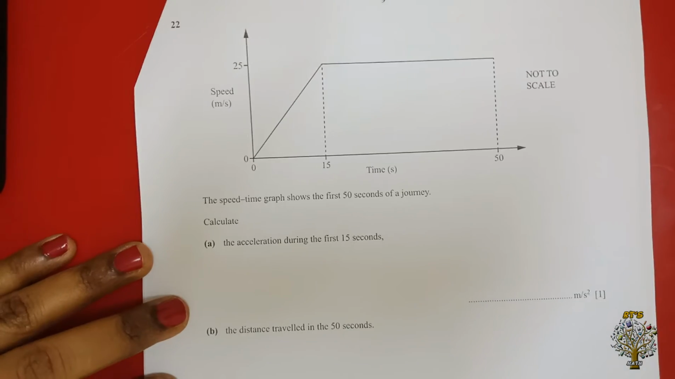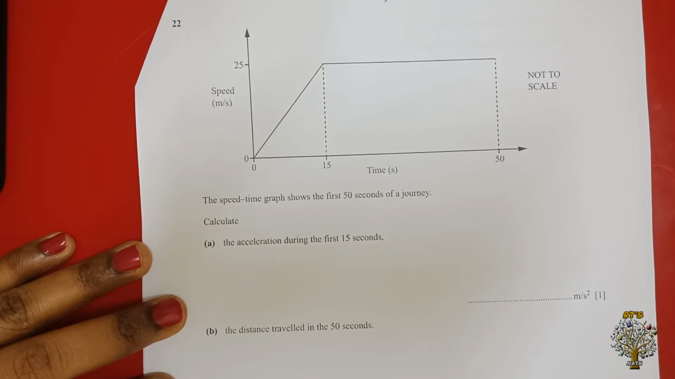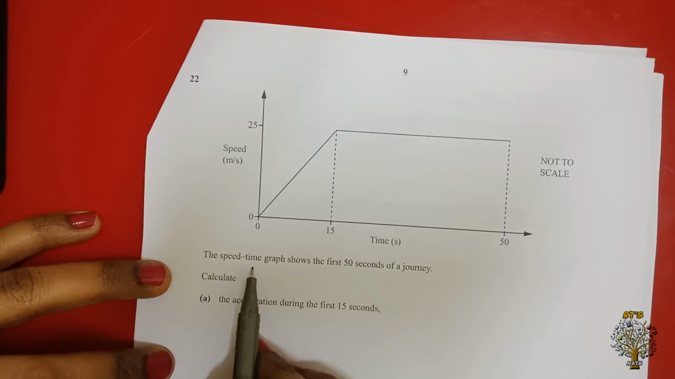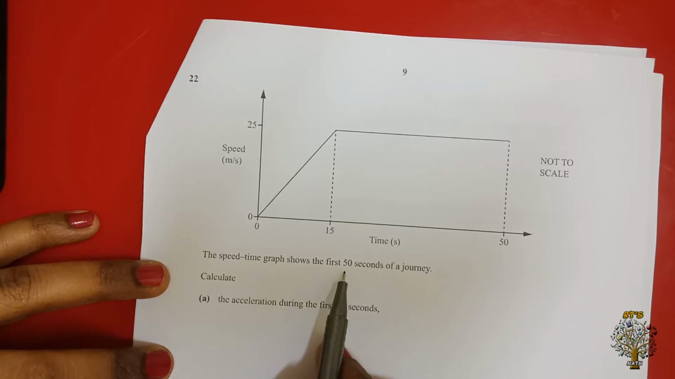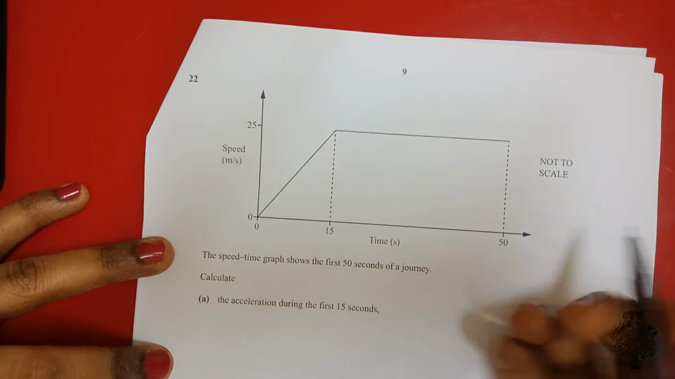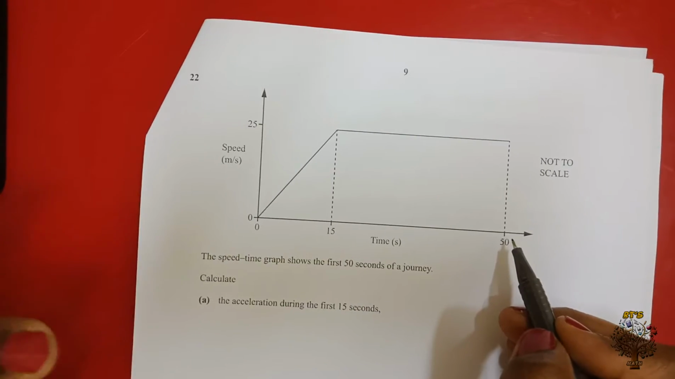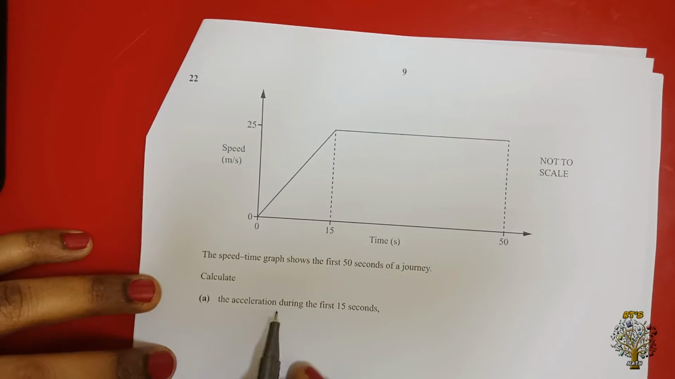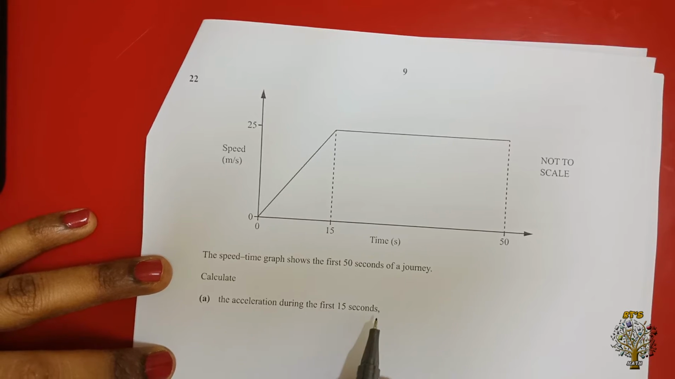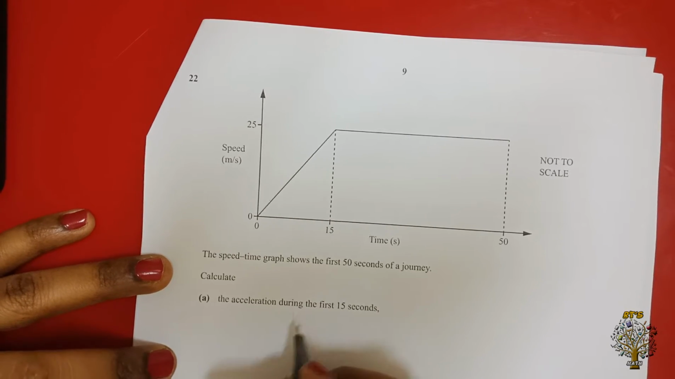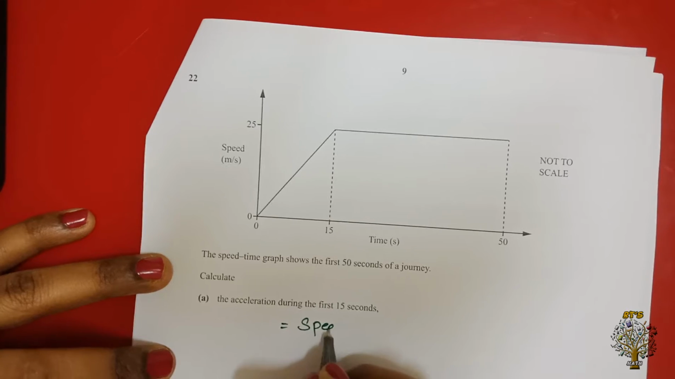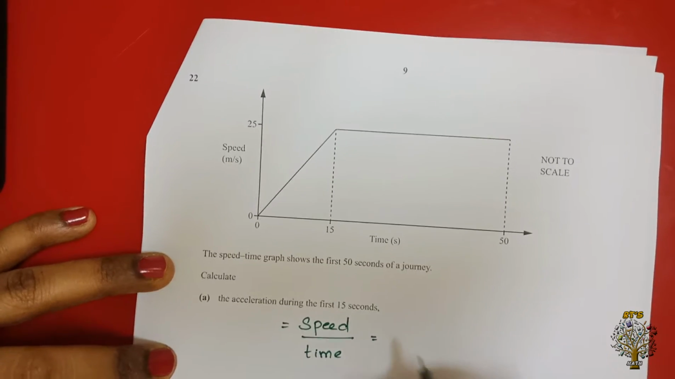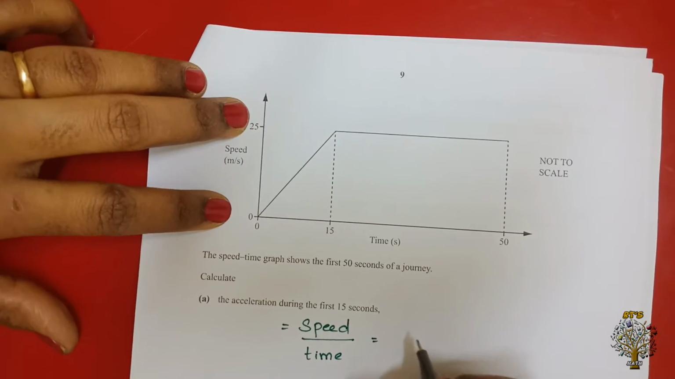Now 22nd problem we are in. We have a graph here. I'll be reading the question. The speed-time graph shows the first 50 seconds of the journey. First 50 seconds, 0 to 50 seconds. Time is in seconds and speed is in meters per second. Find the acceleration during the first 15 seconds. We know the acceleration formula: change in speed divided by time. Speed goes from 0 to 25.